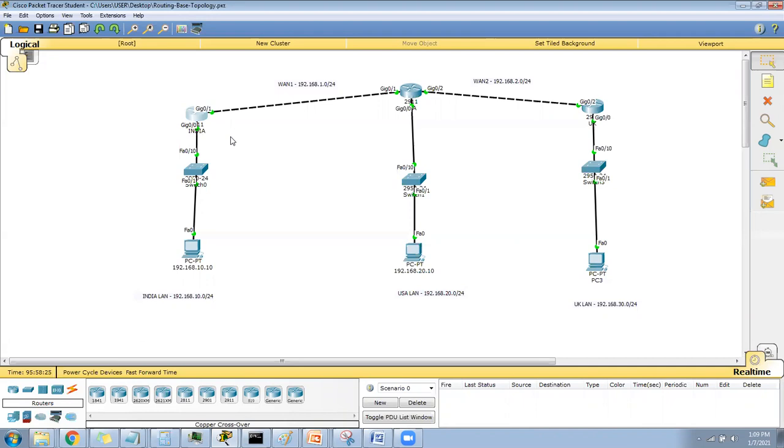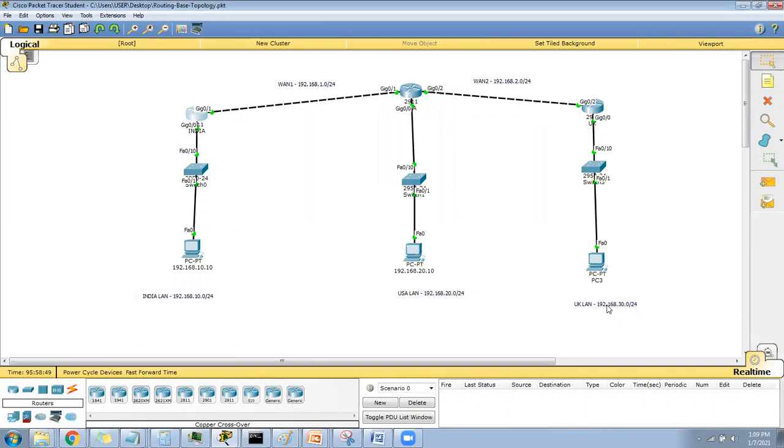Three not directly connected. Okay, what are those? UK, you can give the name. USA LAN, UK LAN, and WAN 2. LAN 2, WAN 2, exactly. So, what will be the next hop for all these three networks?